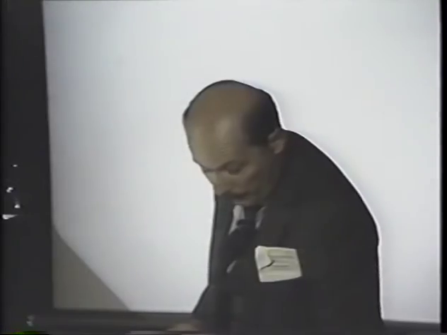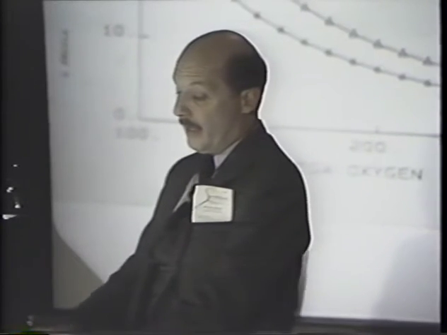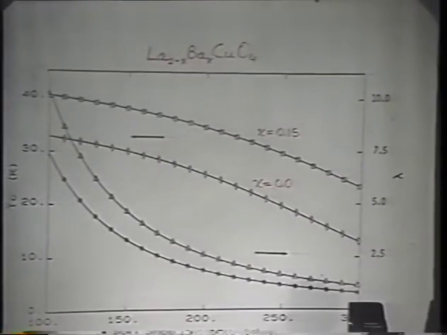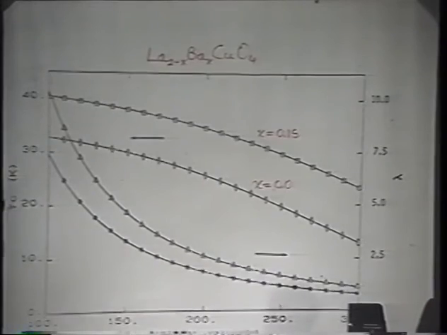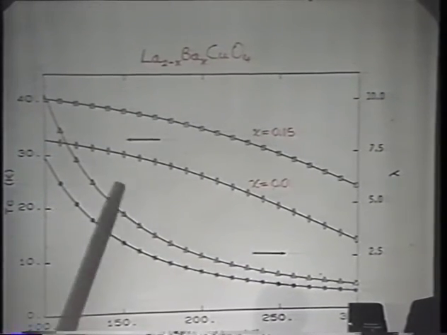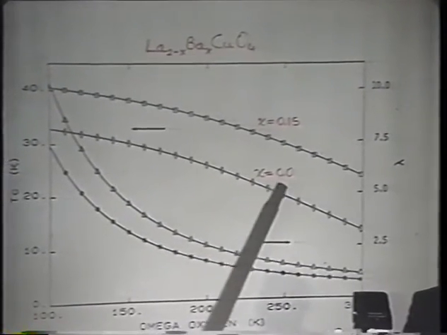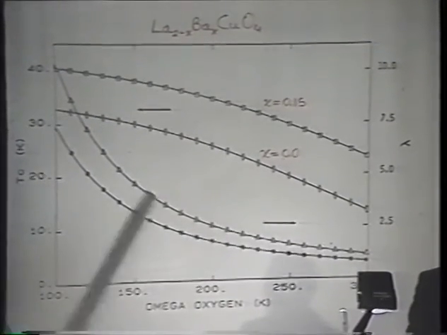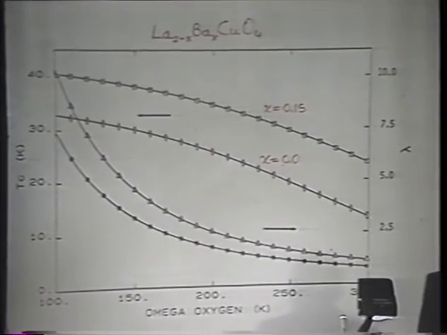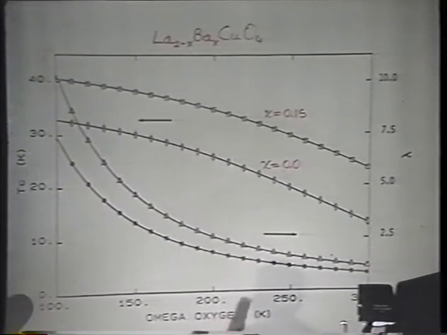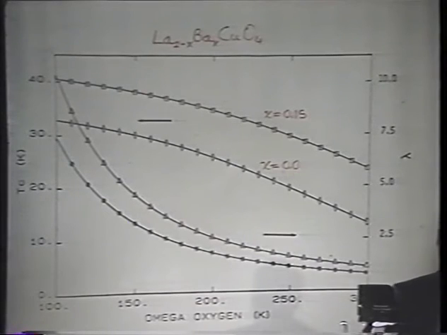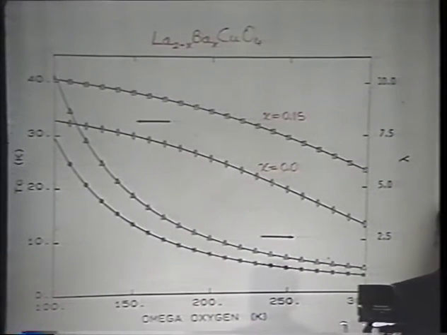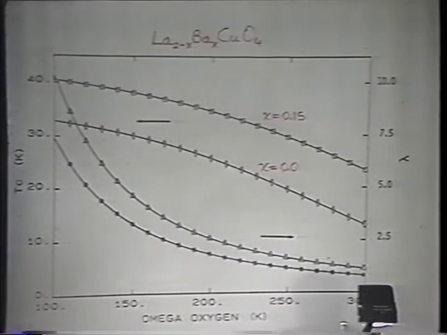Finally, I will show you the transition temperature as a function of our parameter omega, the average frequency of oxygen. And there are two things shown here. One, the transition temperature for x equals 0 in this compound and for x equals 0.15, and the corresponding lambdas. So if the phonon frequency is around, say, the value 200, then we get transition temperatures which are in the measured range of about 35 degrees.